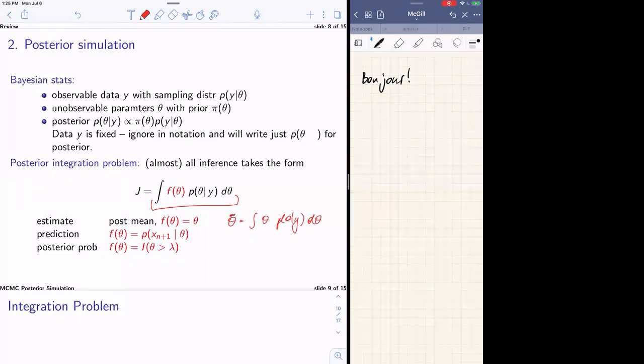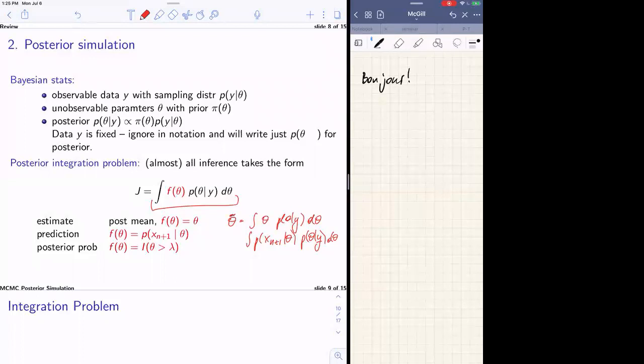Prediction also takes exactly that form. We did it very fast on the last slide, but did you notice there was exactly that integral? There was the integral of p of the next observation, sorry, it was y before, now it's suddenly x for no good reason, given theta, and then integrating with respect to the posterior on the unknown parameter given the observed data, d theta. That is the posterior predictive, and that you might want to use for prediction.